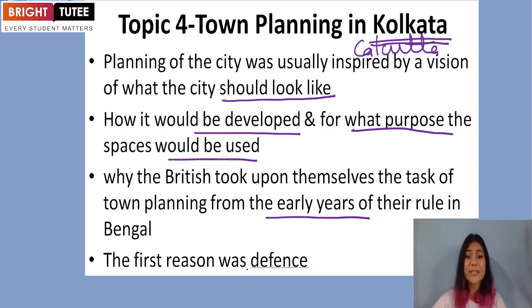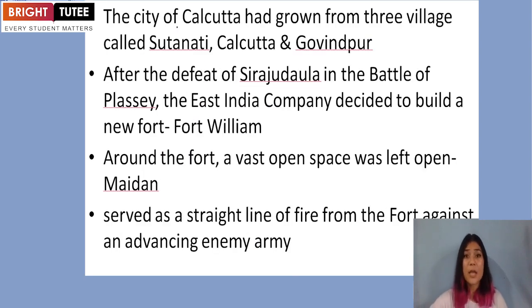Their main reason was for defense. Okay, they were in conflict with the native rulers in Bengal and they knew they had to build the city of Calcutta in such a manner that they could defend themselves, they could protect themselves. Okay. The city of Calcutta had grown from 3 villages, Sutanuti, Kalikata and Govindpur. These 3 villages were brought together to form the city of colonial Calcutta.